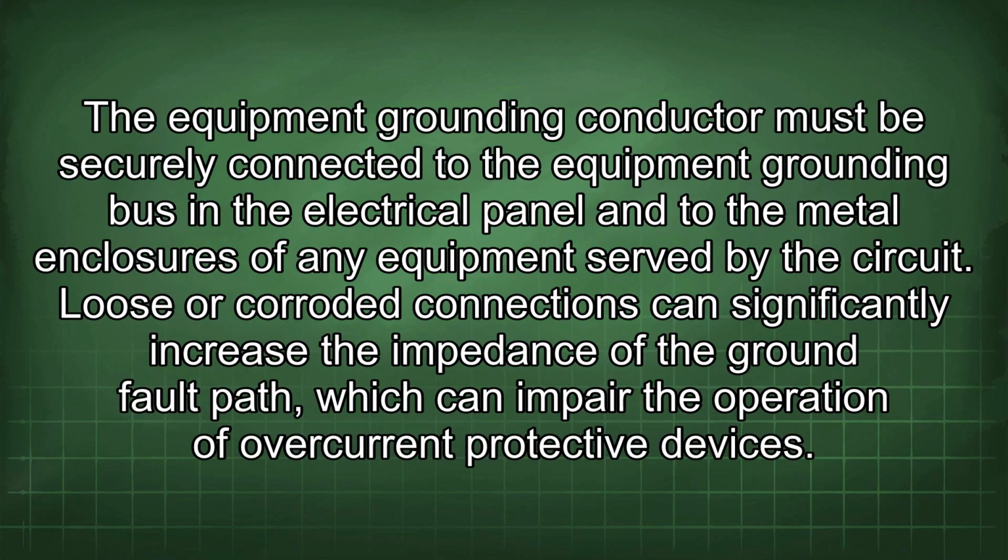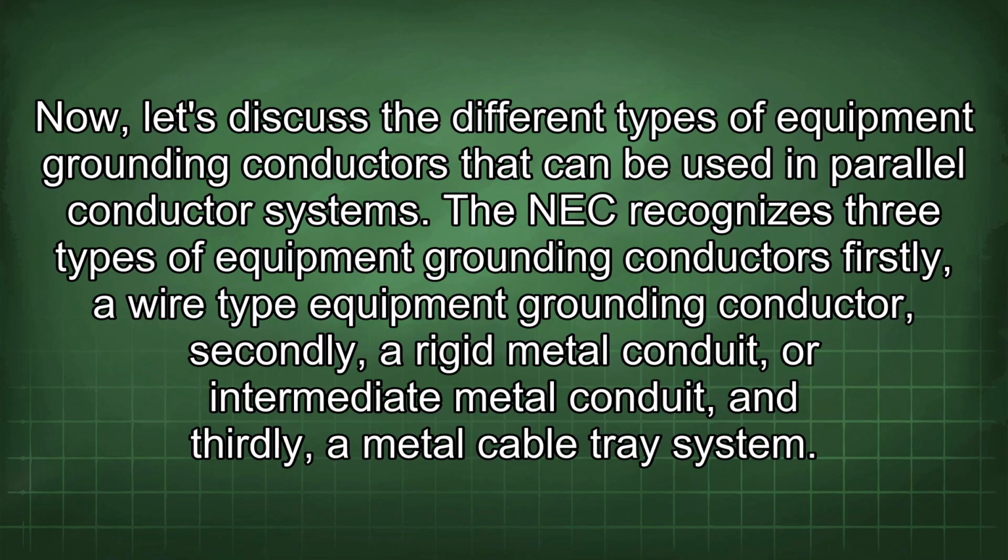A third potential issue is the improper installation of the equipment grounding conductor. The equipment grounding conductor must be securely connected to the equipment grounding bus in the electrical panel and to the metal enclosures of any equipment served by the circuit. Loose or corroded connections can significantly increase the impedance of the ground fault path, which can impair the operation of overcurrent protective devices.